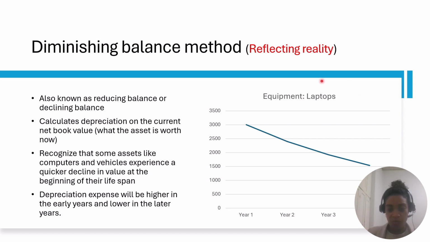So for this equipment, the laptops, the depreciation expense in the first year is 3,000. In the second year, it is 2,500. In the third year, it is 2,000. And so it declines.